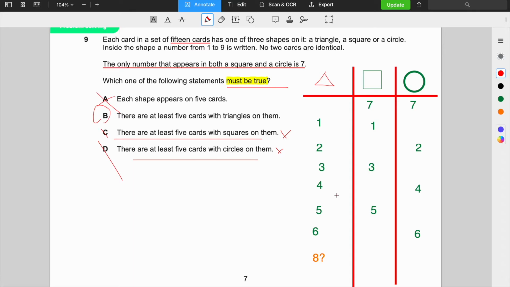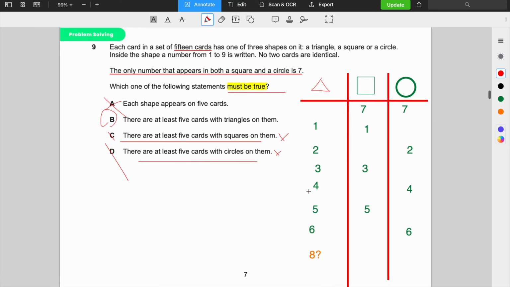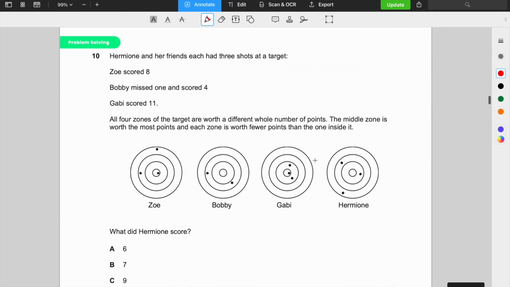And you can further experiment, right? But obviously, given we don't have a lot of time to do these questions, we should probably try to do the fastest way, which is what I've shown here. Okay, let's move on to question 10.